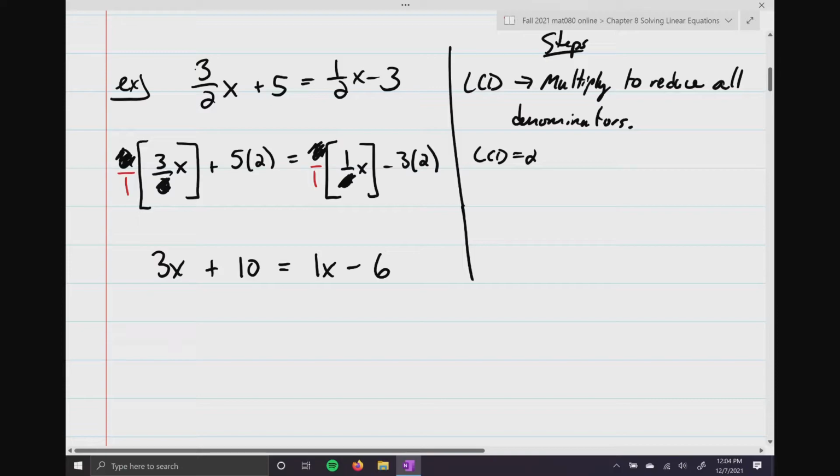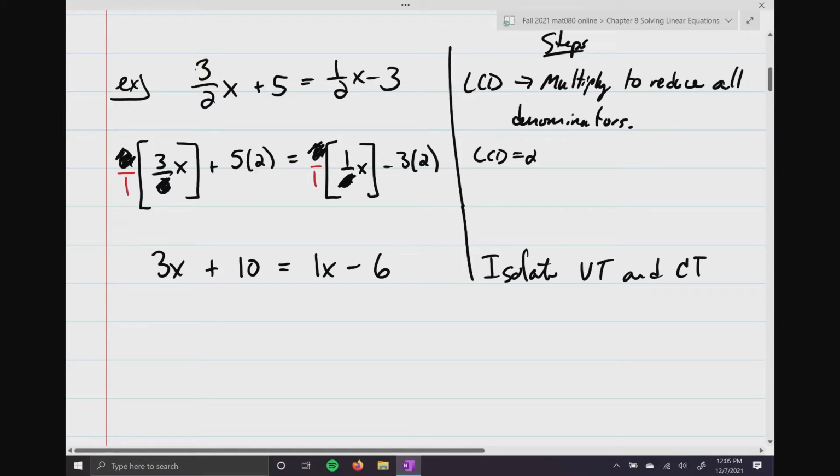Step 2, do I see parentheses? No. So I could skip it. Step 3, I look on the left. There's nothing I can combine on the left. I look on the right. There's nothing that I can combine on the right. So step 3 is done. Step 4, isolate variable terms and constant terms. So that's what I got to do here.